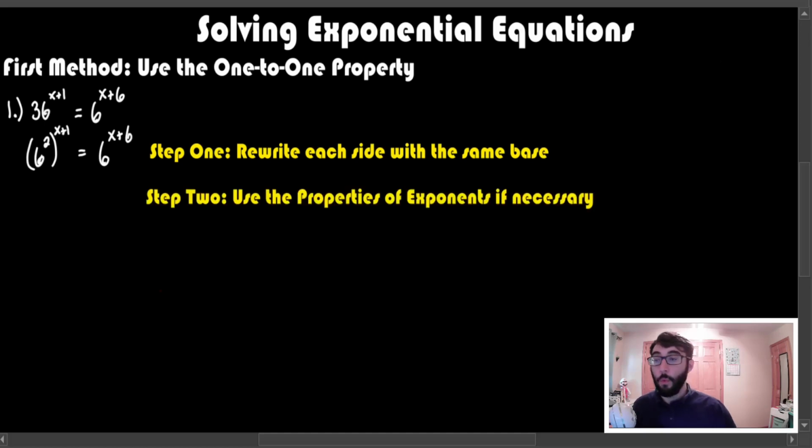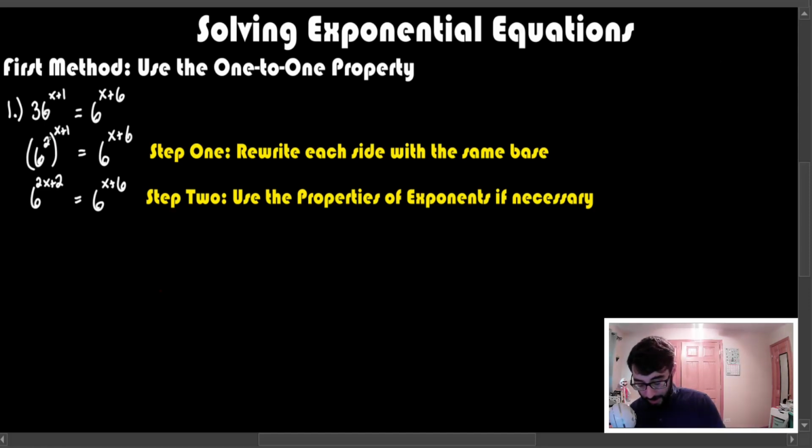From there, we need to use the properties of exponents if necessary. Now in this problem, we have a power raised to a power. I have 6 squared raised to the x plus 1 power. So the property we need to use is the power rule. When you have a power raised to a power, you multiply those powers. And I'm only going to need to do it on the left side of the equation. Notice the right side, I don't need to use any properties. It's already just a simple exponential expression. But on the left side, I need to multiply those two powers like so.